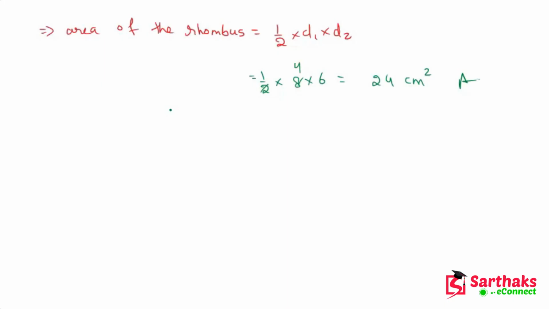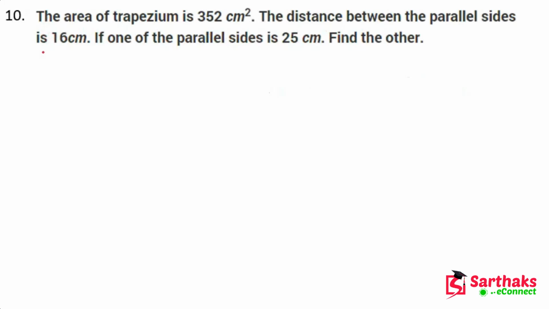Okay, my dear friends, I hope you understand these things. Yes, now the next problem: the area of a trapezium is 352 centimeter square. The distance between the parallel sides is 16 centimeter. If one of the parallel sides is 25 centimeter, here we have to find the other parallel side.